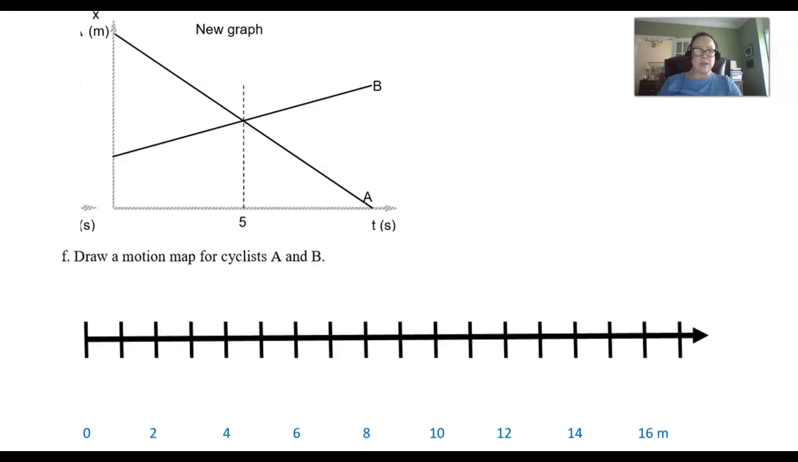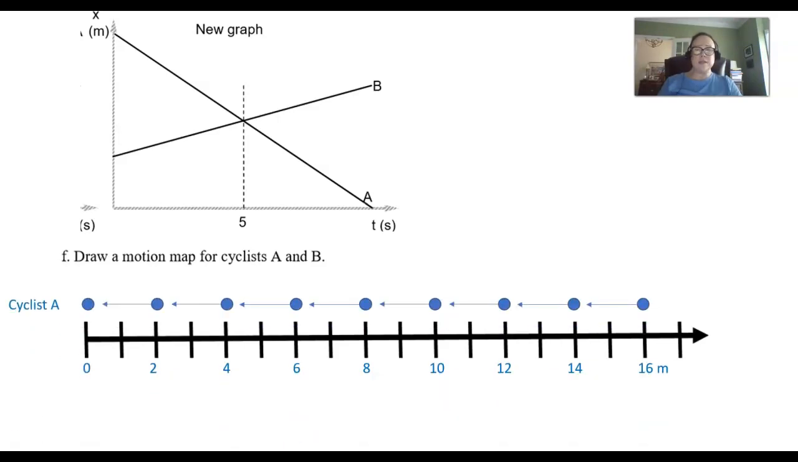And if we wanted to draw a motion map for this new graph, it will be a little different than the one we drew before, because cyclist A is now moving in the negative direction. So notice that all of the velocity vectors now point to the left. The position dots are still 2 meters apart, because I'm still assuming cyclist A is moving at 2 meters per second, but the arrows are pointing to the left.